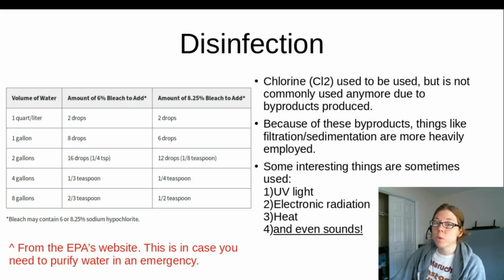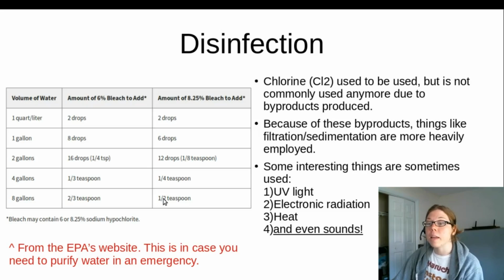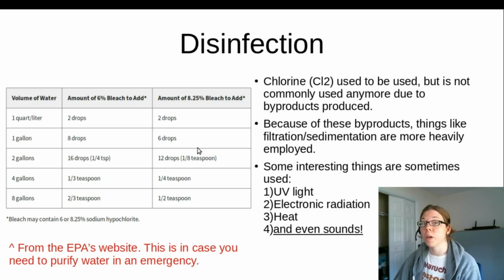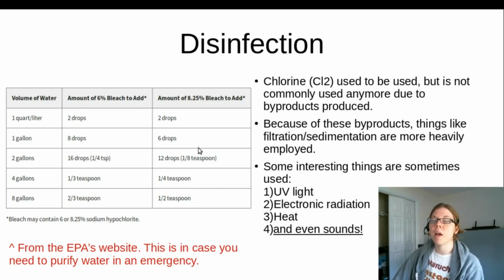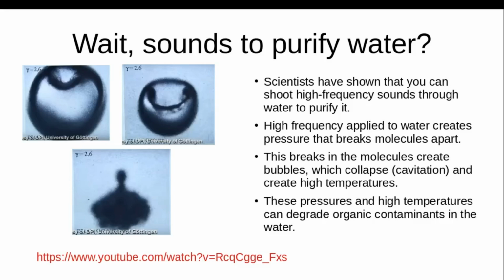But some places do what's called disinfection, which is exactly what it sounds like. It's adding chemicals such as chlorine to the water to further disinfect it, get rid of anything that could not have been taken care of before. Because of byproducts that are normally produced by this step, it's usually skipped. They usually rely more on filtration and coagulation. But there are some cool ways that we can disinfect it that don't involve chemicals, such as UV light. There's electron radiation, there's heat, and there's even sounds.